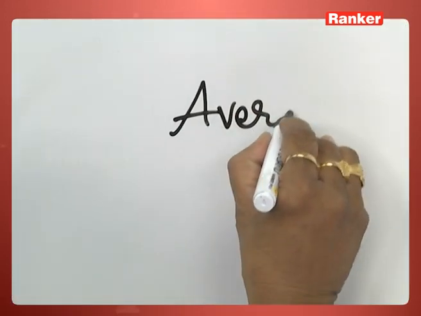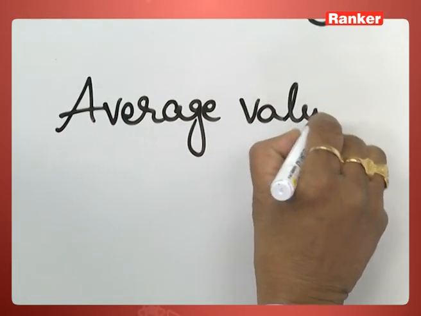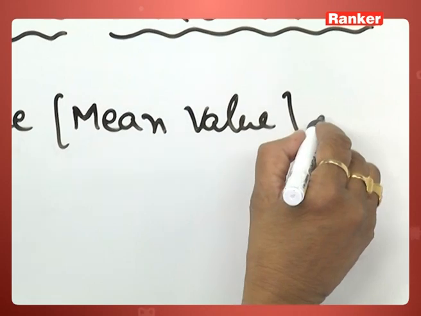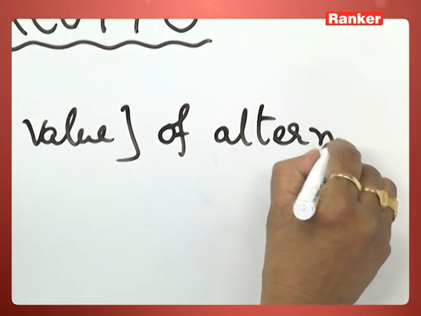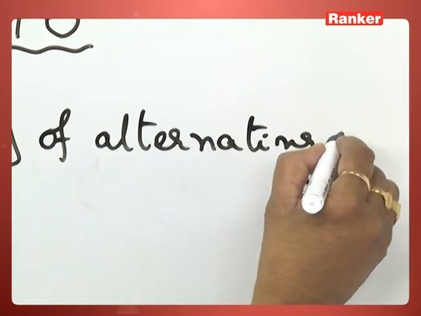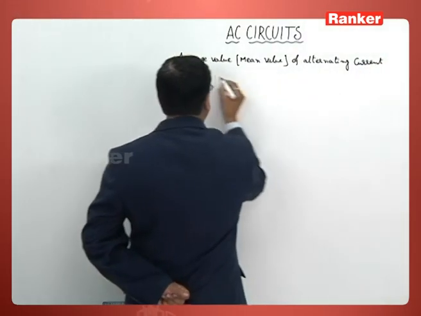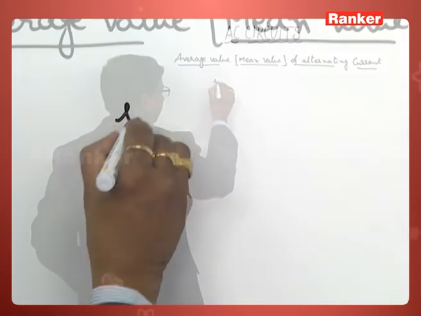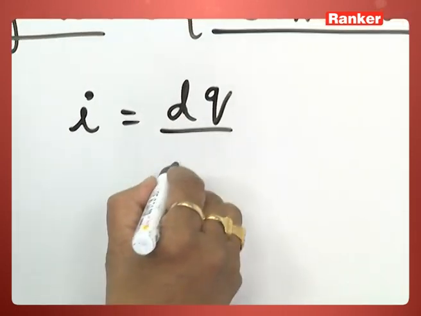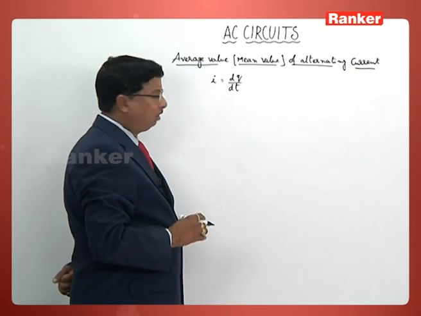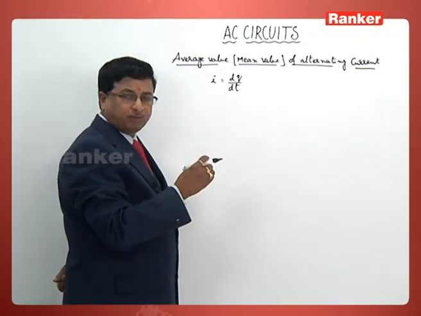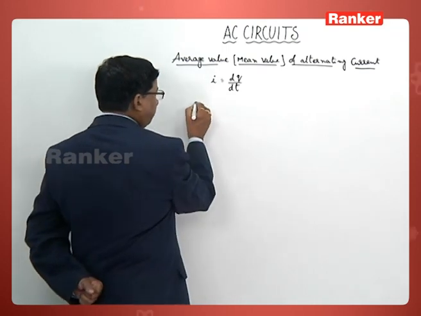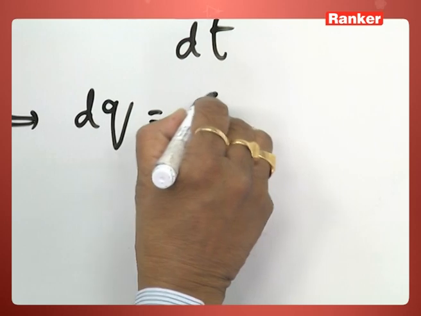I write average value, that also is called mean value of alternating current. That's what we just want. We in fact know I is equal to dq by dt. That formula of course is a direct definition for current, the rate of charge that is flowing across a conductor. Cross multiplication of this gives you dq is equal to I dt.